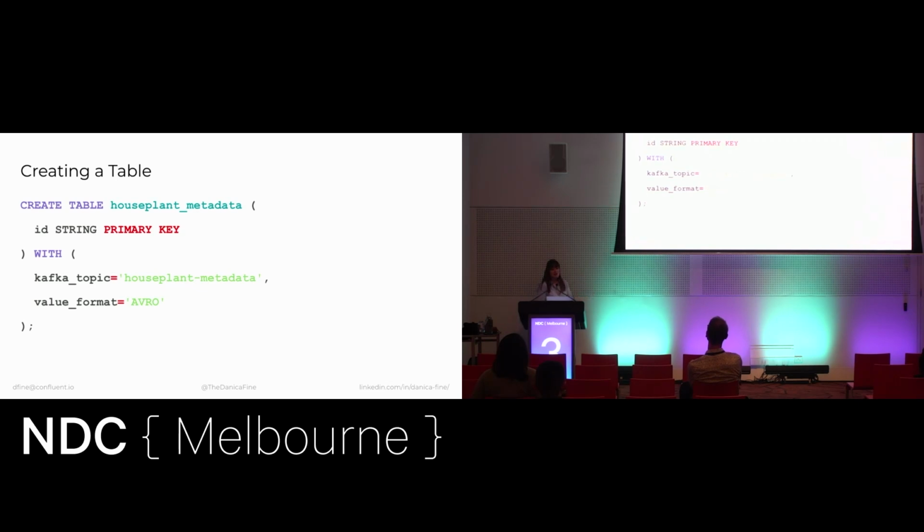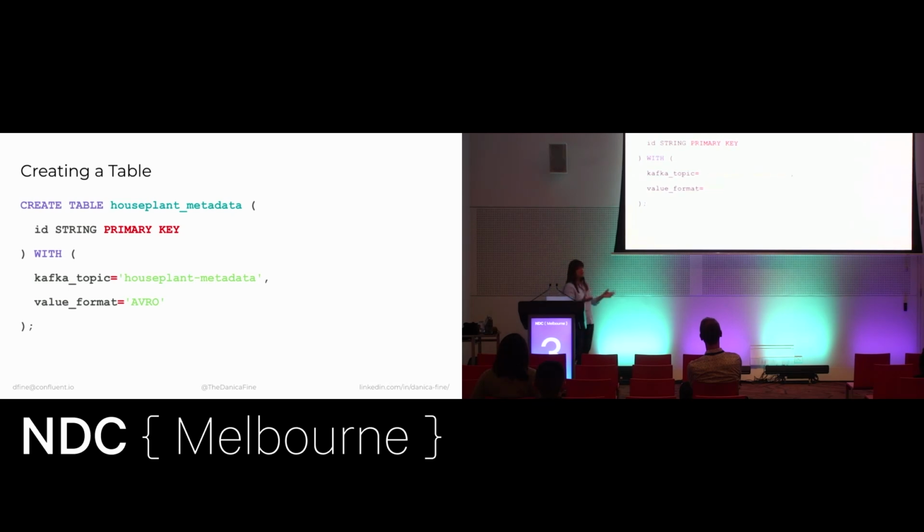The first thing you should note is that the syntax is going to feel very familiar. It is effectively SQL. The first thing I did was build a table for my houseplant metadata. The houseplant metadata exists in a Kafka topic already in my Kafka cluster, but to make use of it in my ksqlDB application, I need to register it as an input data set. And to do that, we're just going to put it in a table and make it available to use.